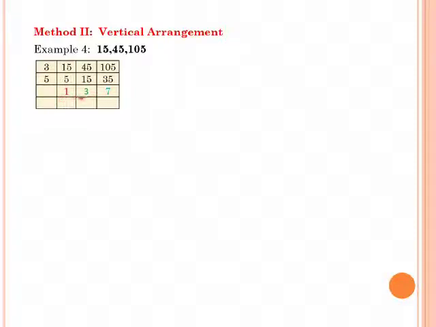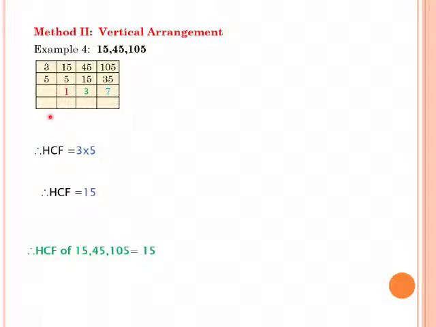Now here 1, 3 and 7 do not have any common divisor. So you stop your prime factor method over there. So the factors you have got, the product of those will be your HCF. So here HCF is equal to 3 into 5, that is HCF is equal to 15. Answer: HCF of 15, 45 and 105 is 15.